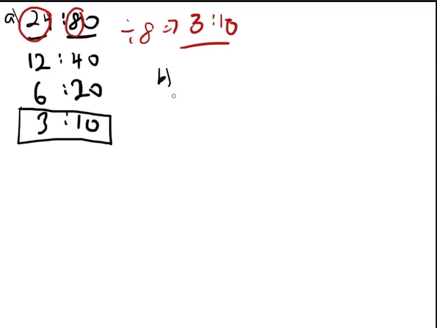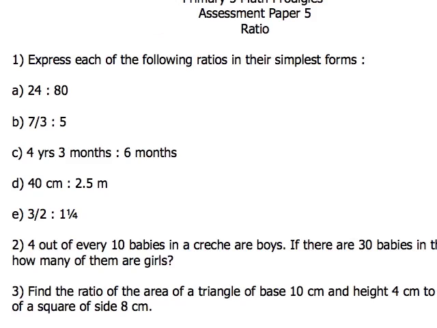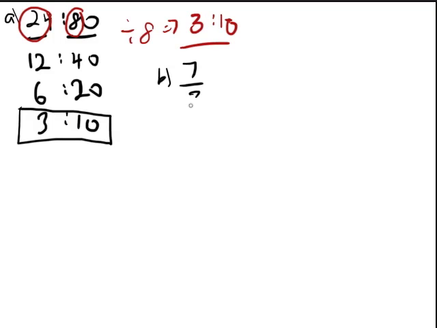Part B, it says 7 over 3 is to 5. For this kind of question, you must understand that we have to make both sides' denominators the same. In this case, 5 is actually the same as 5 over 1. So we must multiply 5 over 1 by 3 on the denominator as well as on the numerator. You get 15 over 3 is to 7 over 3. And then from here, you can just simply cancel off the bottoms and you get 7 is to 15.